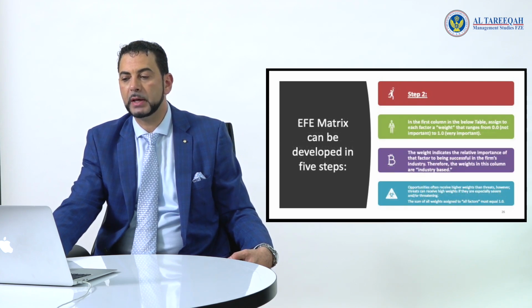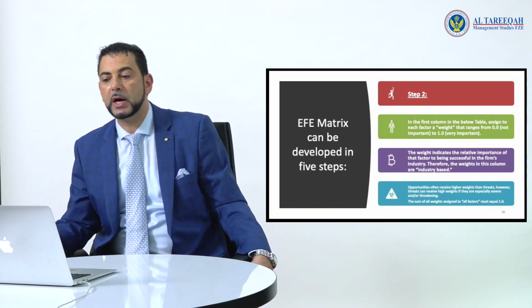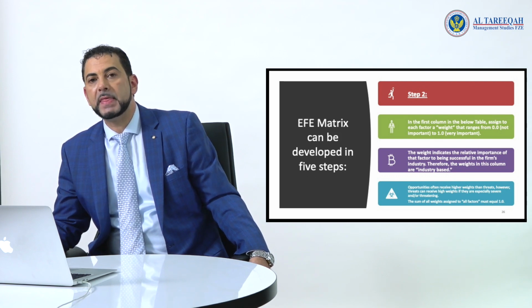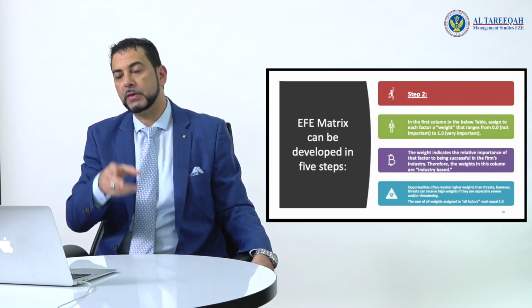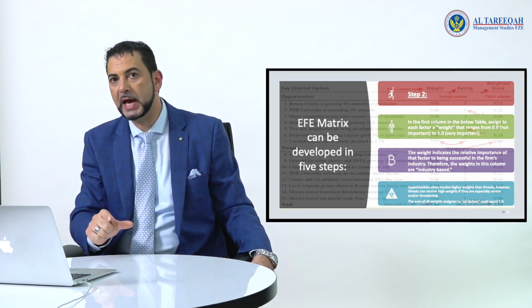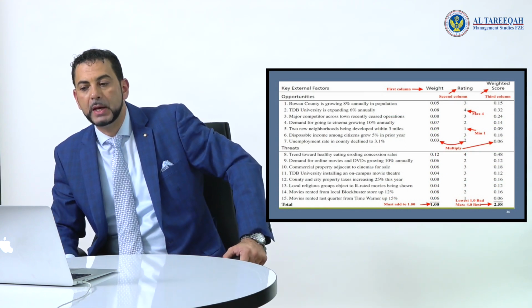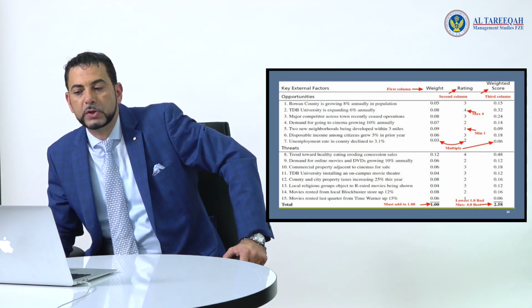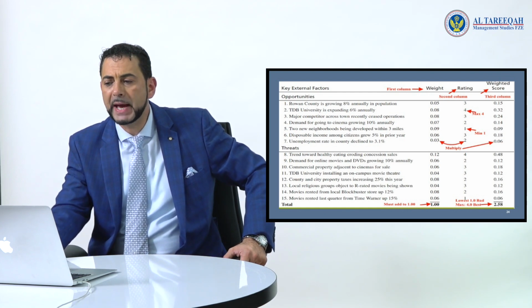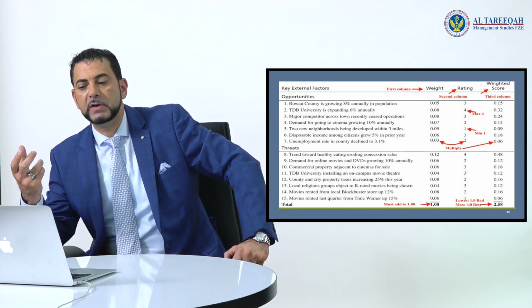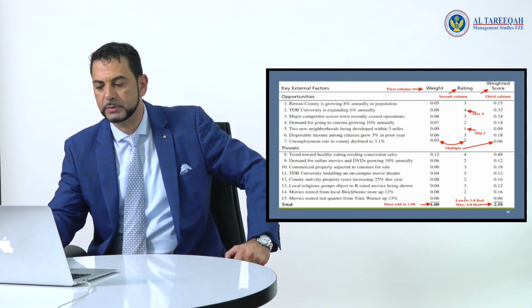Second point or step is basically you need to assign each factor a weight that ranges from 0.0 to a maximum of 1. Now, you've got to remember that all the opportunities and threats need to equal 1. So you have to be very wary of what you put in, because they're all going to add up, or sum, to 1. The weight indicates the relative importance of that factor. So say, for example, if we're going back to the growing of 8% annually in population, we've given it 0.05. So in that example, it didn't really show that it was actually that important.